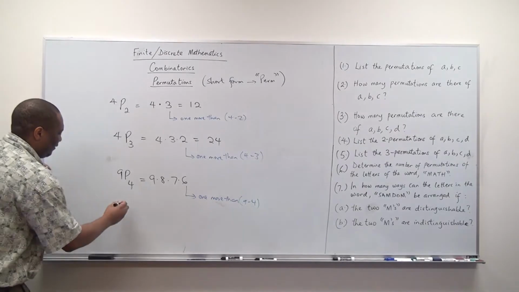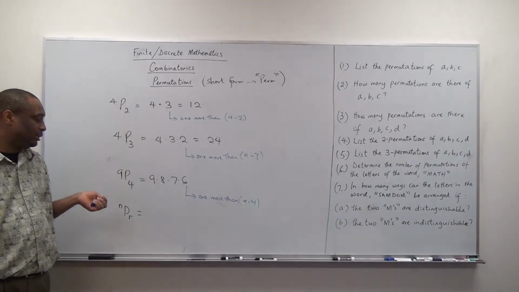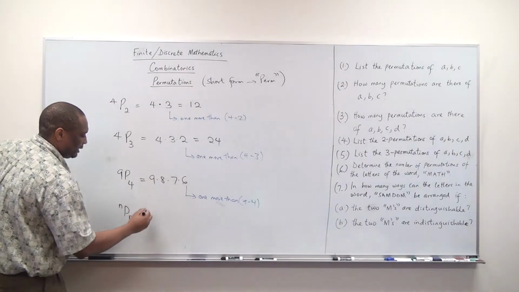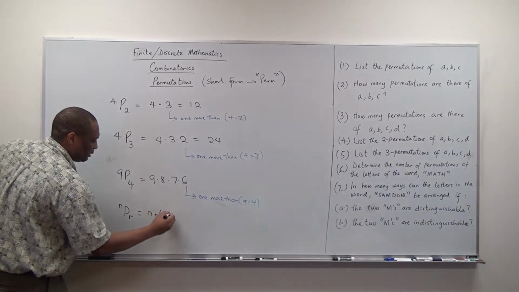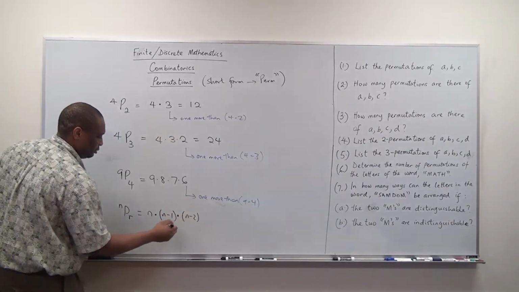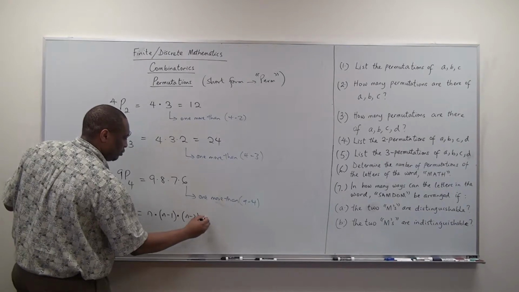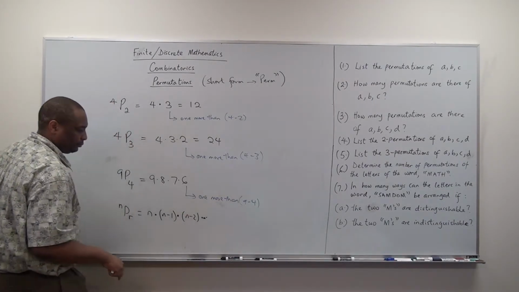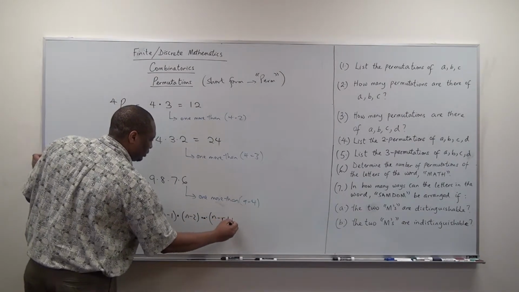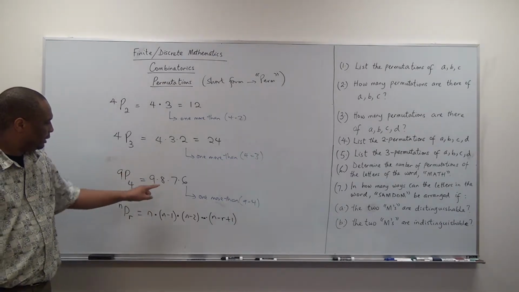We see that if we have nPr, it's going to be r spaces. Of course, we don't know how many r spaces, but we will have n times n minus 1, of course 9 minus 1 is 8, times n minus 2, up to n minus r plus 1. This is what we're going to have if we have nPr, because 9 minus 4 is 5, so 5 plus 1 is 6.